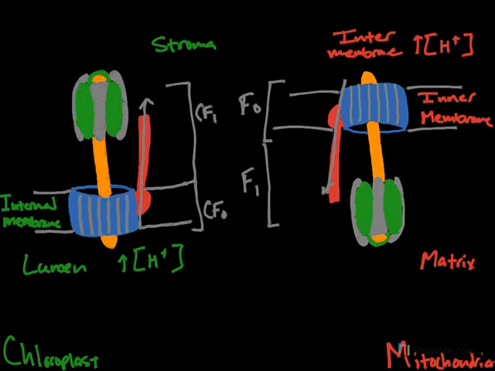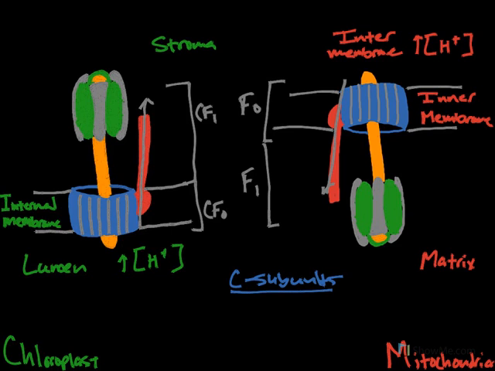As these protons travel through our F sub-zero particles, they're going to be rotating C subunits. C subunits are just subunits of our ATP synthase that form a ring, and these protons will travel through this ring, rotating the ring. Then these protons will leave out of a channel that will take them into the opposite compartment. This blue part of our F sub-zero particles are the C subunits.